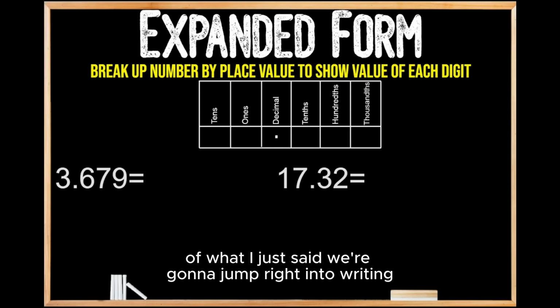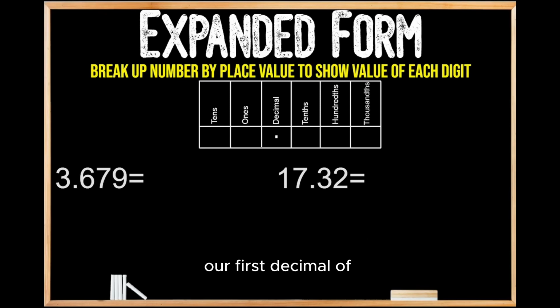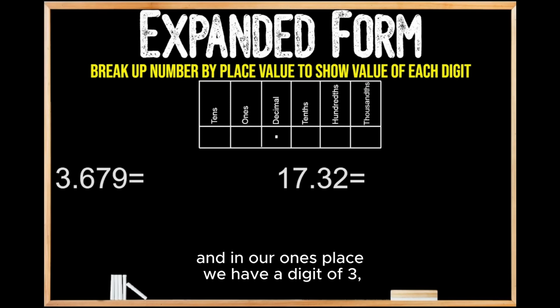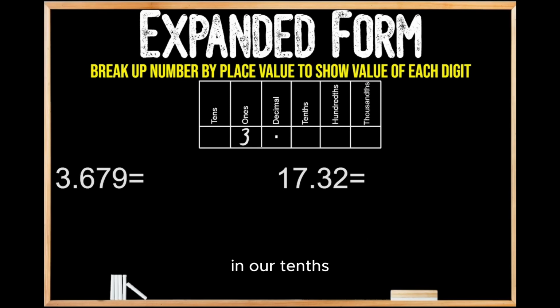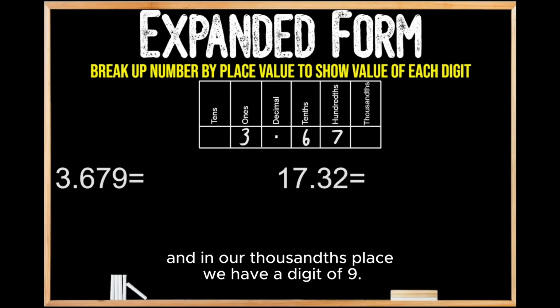To make sense of what I just said, we're going to jump right into writing our first decimal of 3 and 679 thousandths in expanded form. To help us, we're going to use our place value chart, and we're going to fill out this place value chart starting with our highest place value. Well, in this case, our highest place value happens to be our ones place, and in our ones place we have a digit of 3. In our tenths place we have a digit of 6. In our hundredths place we have a digit of 7. And in our thousandths place we have a digit of 9.